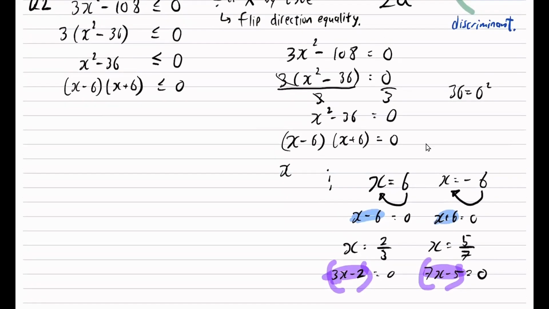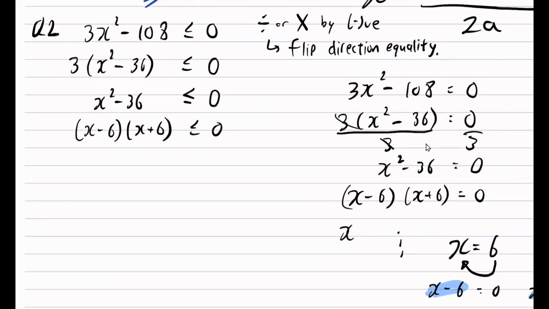Okay, now this is the difficult part. This is the new part, the only new part. Now you got x minus 6 times x plus 6 less than or equal to 0. How to solve? When is it less than or equal to 0? You must consider all the possible different values of x. So let's just write down what we call the critical values.